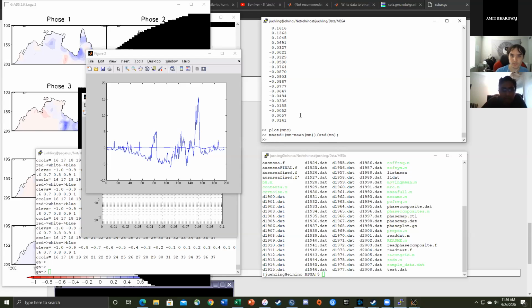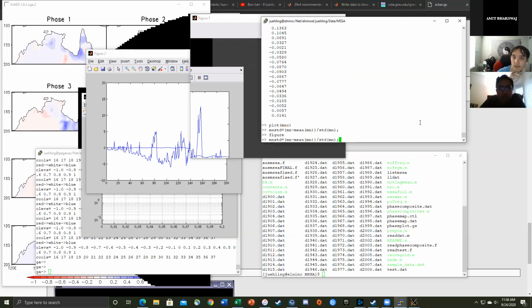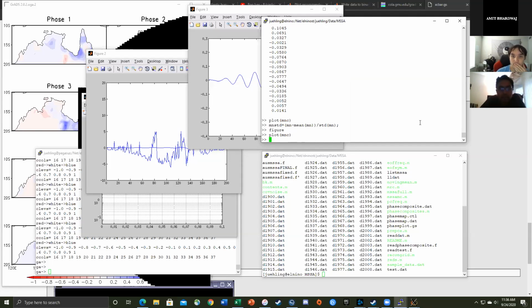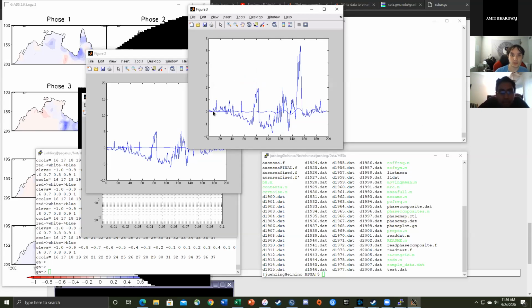Now you plot. Should I clear it? Make a new figure, probably. Otherwise it won't work. Now you plot MN's standard deviation and hold on, and then the other standard deviation. Yeah, that looks better. It shows some decent oscillations. It's fine.